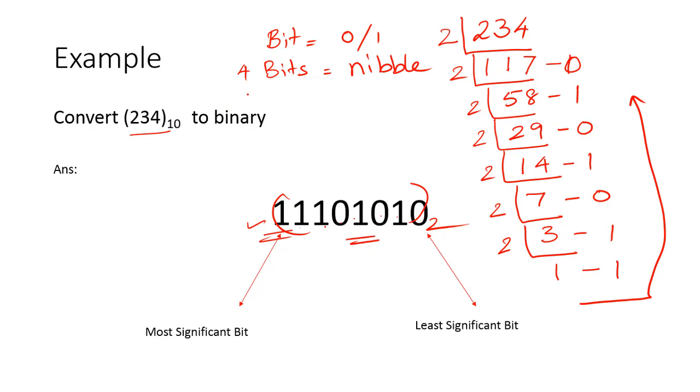And if 8 bits form together, you call it a byte. If 2 bytes form together, you call it a word. That keeps on, double word and so on. This is the basic funda that you have to understand. So now we have converted a decimal number to its equivalent binary number.